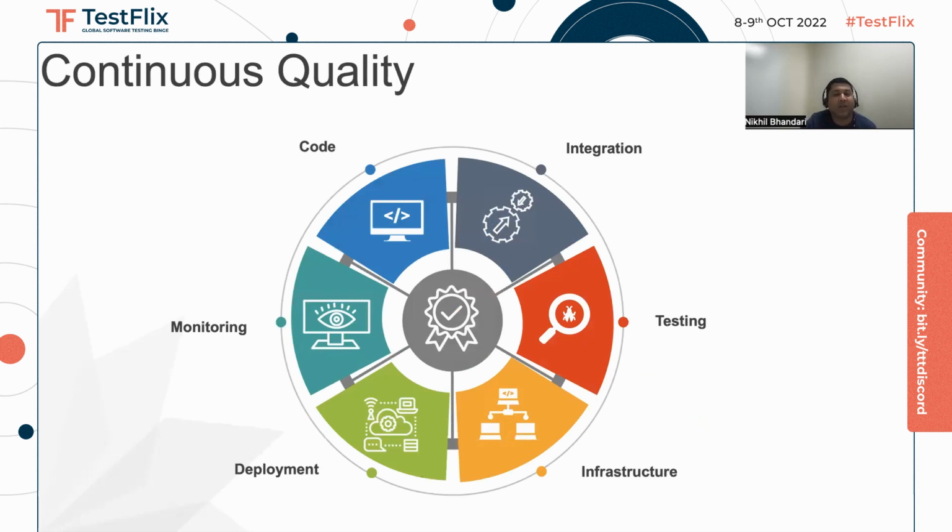The continuous quality, right? The quality is important at every stage of the cycle, right? Right from the coding, the integration, the testing, the infrastructure, and the deployment, and the monitoring part of it, right? You measure those data, and then make your decision based on the data that you have received, and take the required action.